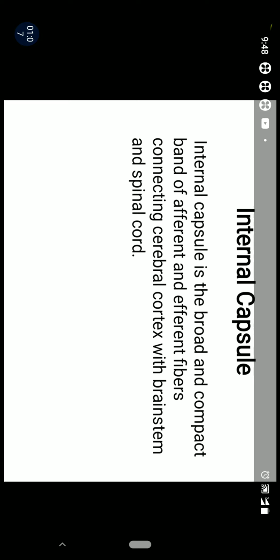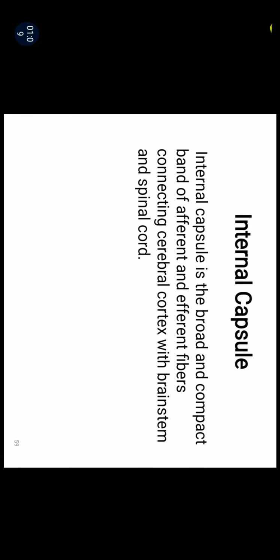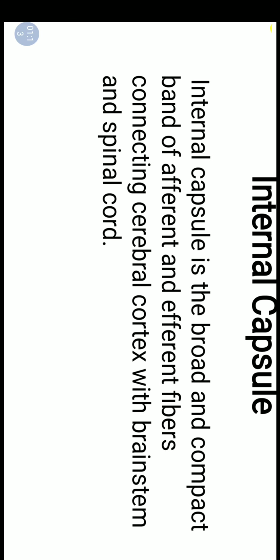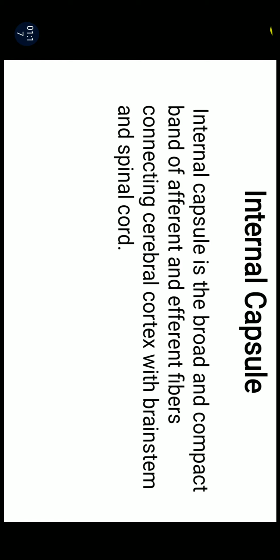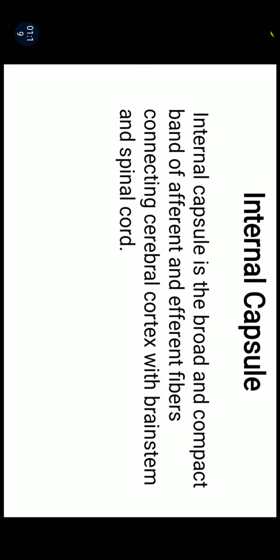Now this internal capsule has mainly three divisions. Three structures are there in the internal capsule: one is called the anterior limb, the posterior limb, and the genu.